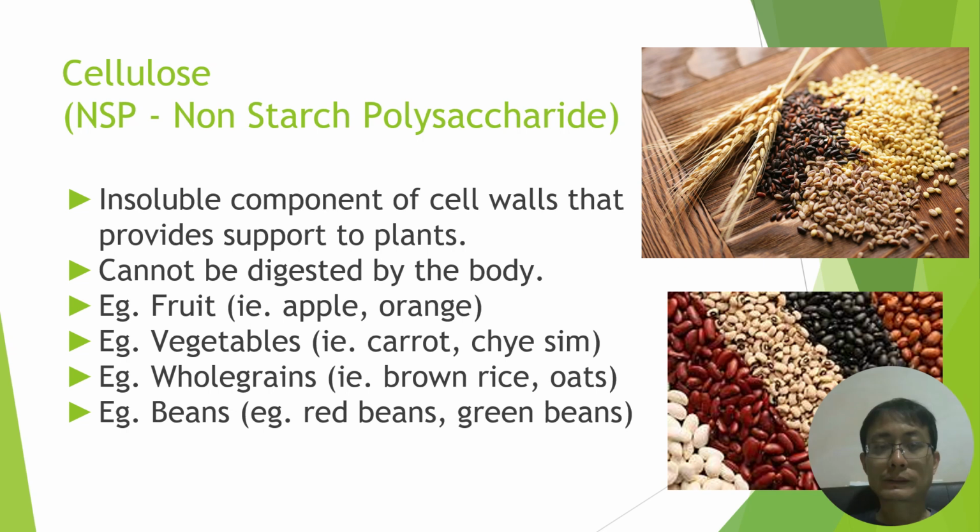So the cellulose, which is the first type of non-starch polysaccharides that you'll be learning, is the cell wall material that provides support for the plants. Generally, your body cannot digest cellulose. It can be found in fruits and vegetables, generally plant products like your whole grains and beans.